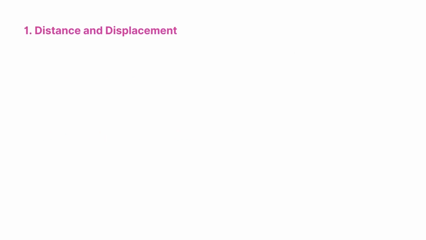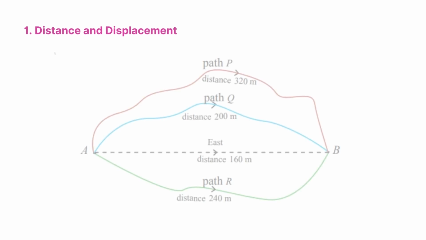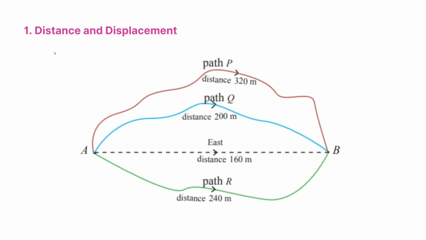The first topic is distance and displacement. We will see what distance and displacement are. Here, as you can see in this diagram, there is a child who wants to start from point A, which will be her starting point, and she wants to go to another place, point B, which will be her destination. Now this child has many options.